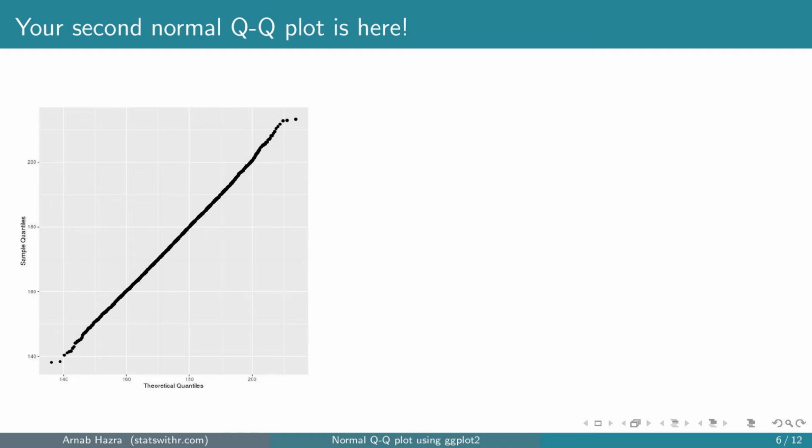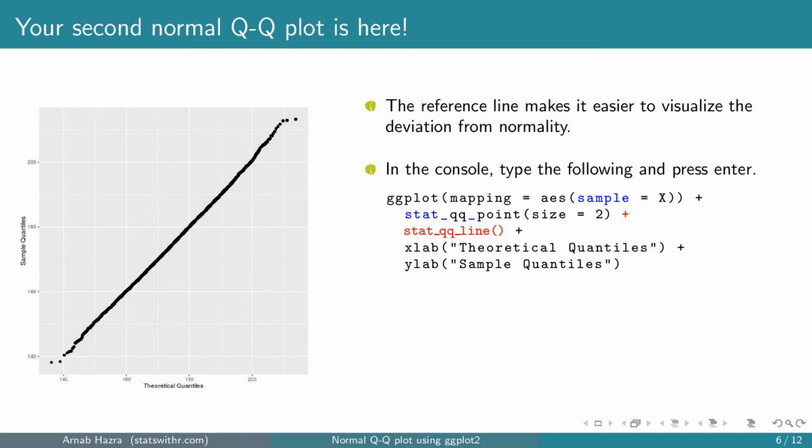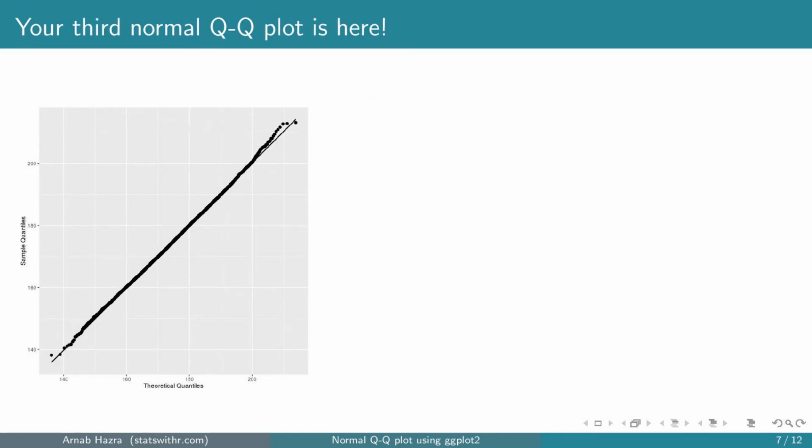In general, we always add a reference line to the qqplot, that is, the straight line y equals x. This helps us to understand how much the data quantiles deviate from the theoretical quantiles. To do that, add stat_qq_line, a blank bracket. Now, press enter. Okay, you get your third normal qqplot using ggplot2.